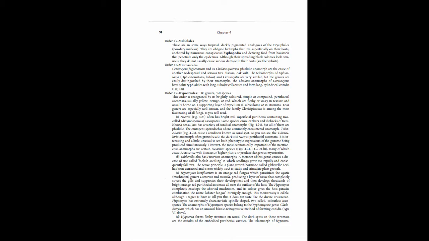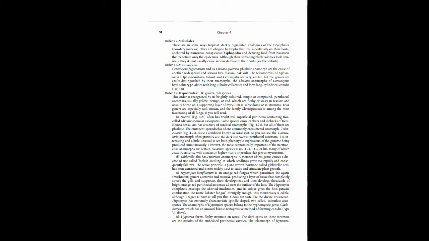As you can see, the Tubercularia anamorph often grows beside the dark red Nectria perithecial Ascomycota. It is interesting and a little unusual to see both phenotypic expressions of the genome being produced simultaneously. However, the most economically important of the nectriaceous anamorphs are certain Fusarium species, Figs 4.24, 14.2, 21.1b, many of which cause destructive wilt diseases of higher plants or produce dangerous mycotoxins.